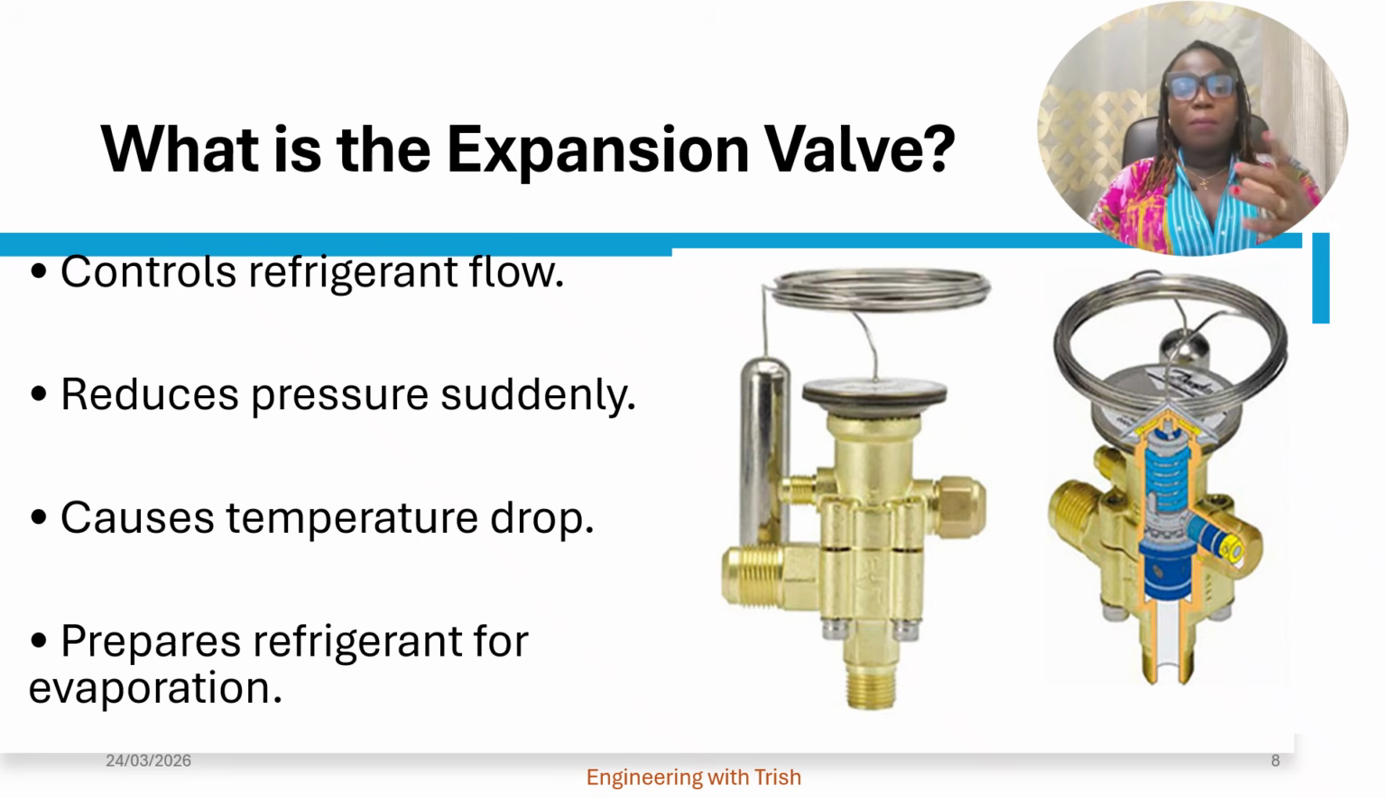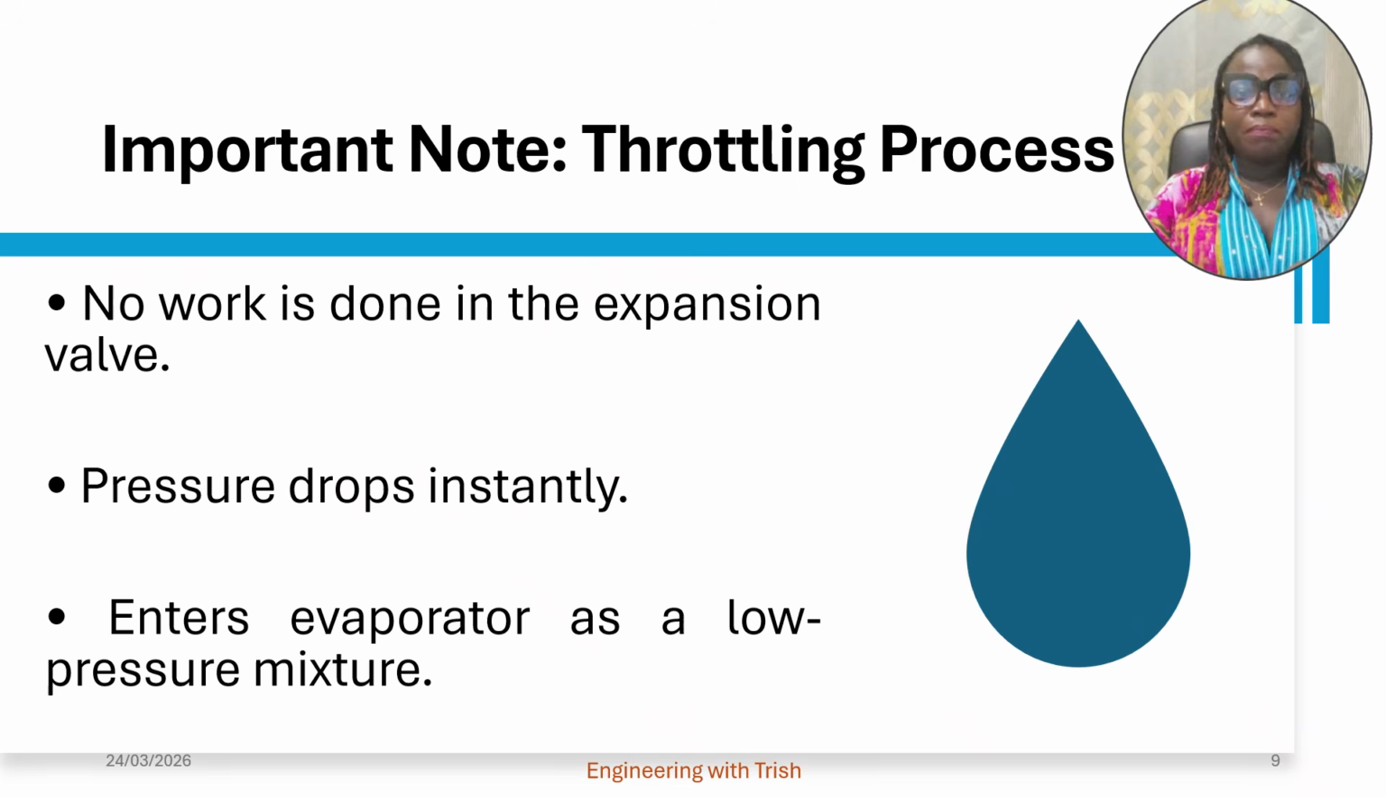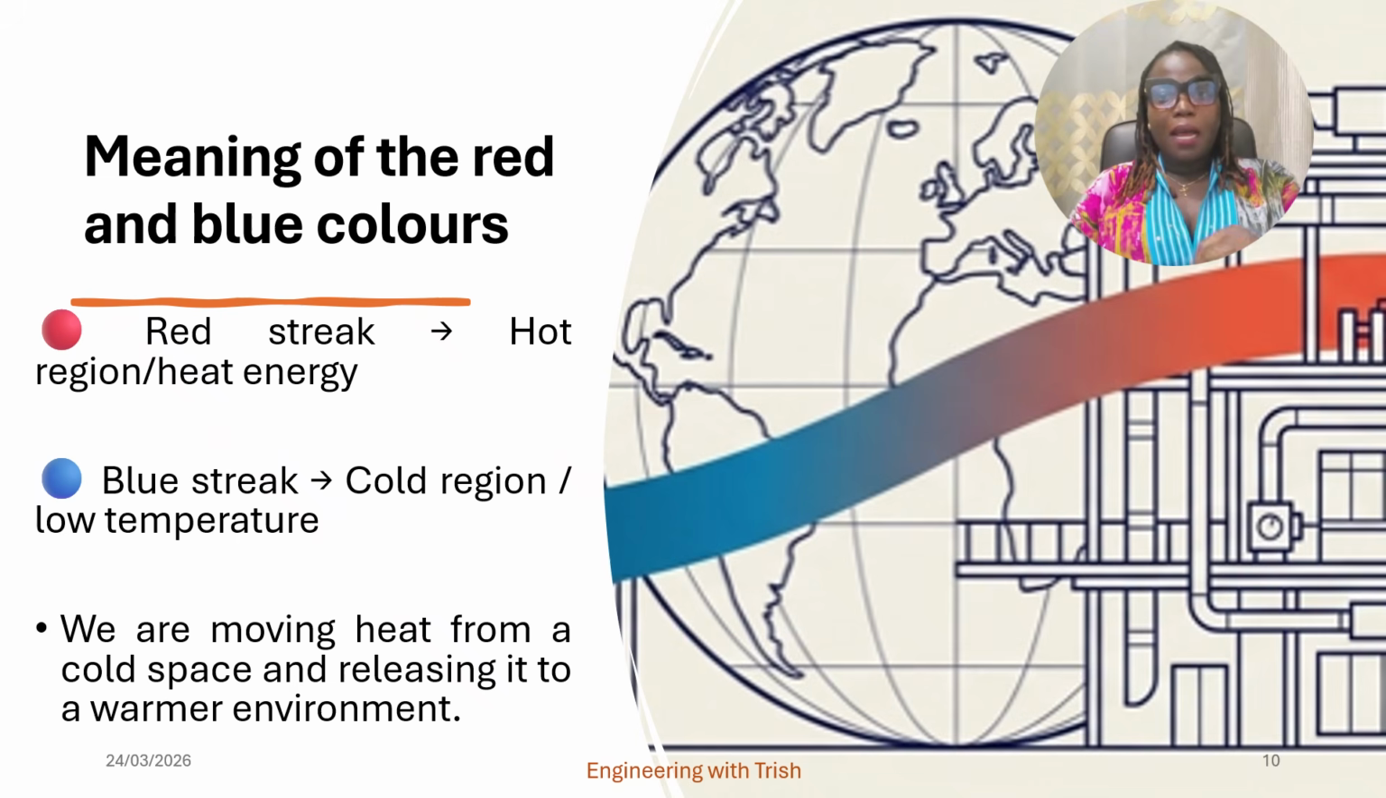Then by that, what happens? The pressure drops suddenly, and this causes what? Temperature drop, and then this prepares the refrigerant for the evaporation process. The important thing is that we say the refrigerant is throttled. Another name for the expansion device is what? The throttling device, because it regulates or meters the flow of refrigerant before it goes into the evaporator for the evaporation process to be what? Complete. So the refrigerant enters the evaporator as a low pressure mixture.